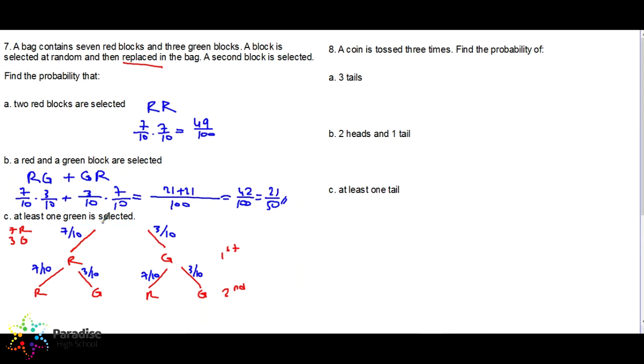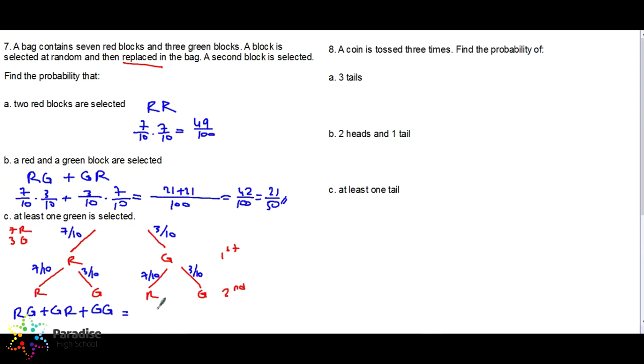All right, the third one. At least 1 green is selected. Let's answer it here at the bottom. What are the possible outcomes? Can it be red, red? Cannot, because it should be at least 1 green. It can be 1 green, it can be 2 greens. RR cannot, but it can be R and G, or it can be G and R, or it can be G and G. If you look at these possible outcomes, you will see that we have at least 1 green in them.